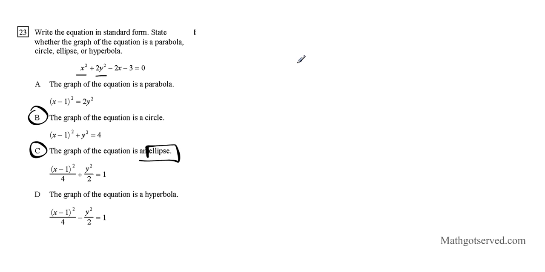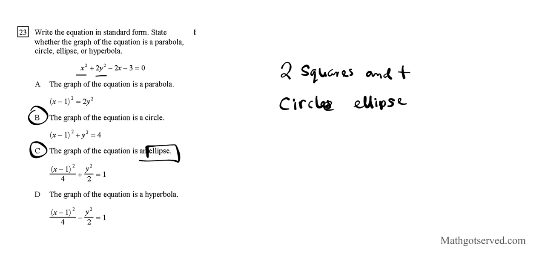So let's go over the rules again. Two squares and a plus is either going to be a circle or an ellipse. If the coefficients are equal, it's a circle. If the coefficients are different, it's an ellipse.